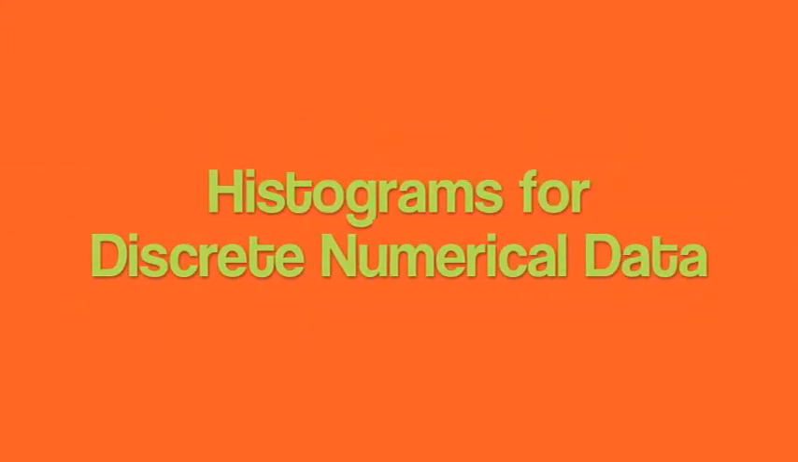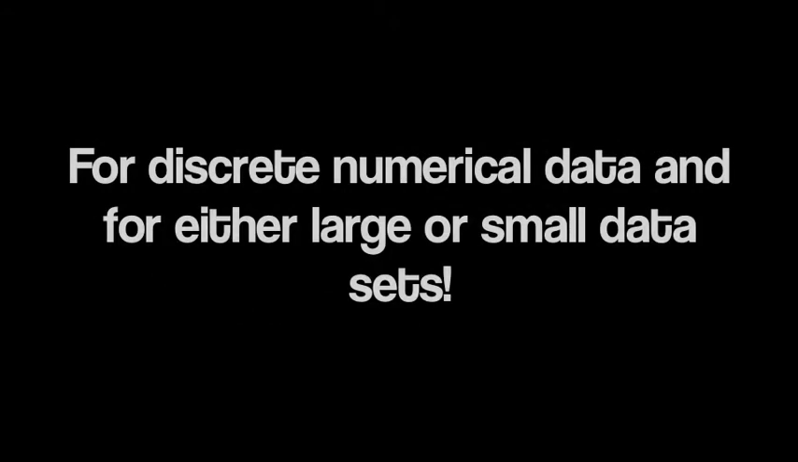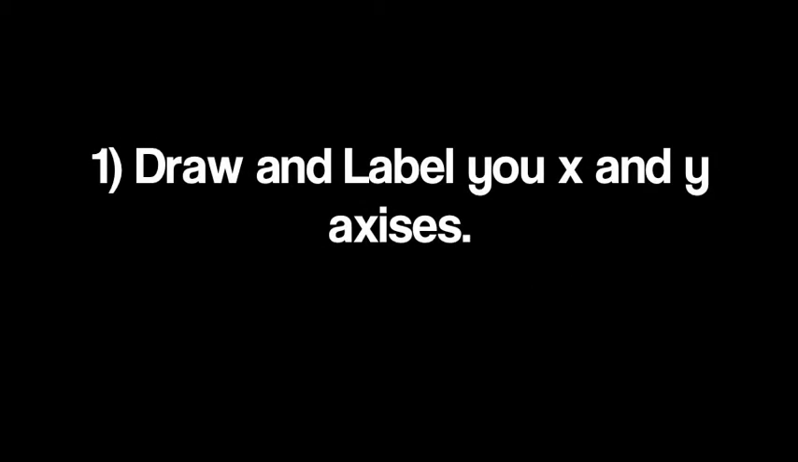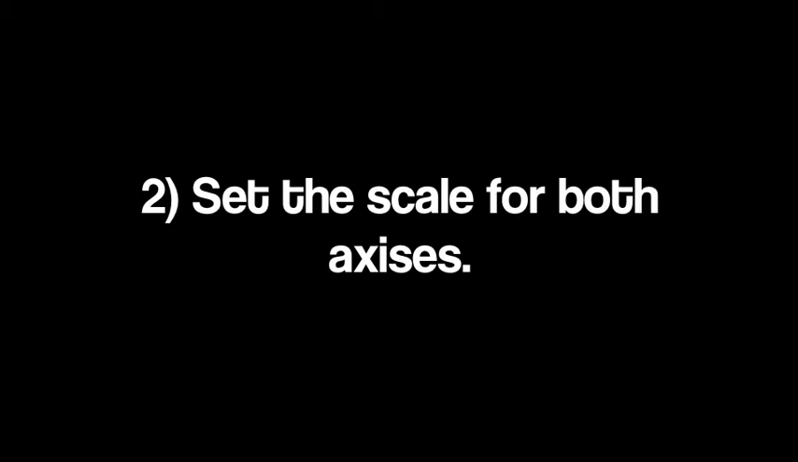Now we're going to look at histograms for discrete numerical data. So when would you use this kind of histogram? Use it for discrete numerical data and for either large or small data sets. So, how do you make one? First, you have to draw and label your x and y axes. Then you set the scale for both and make sure you have the correct units.